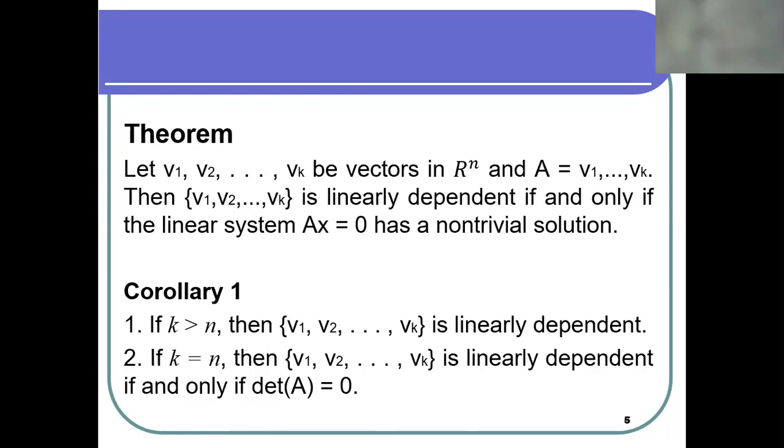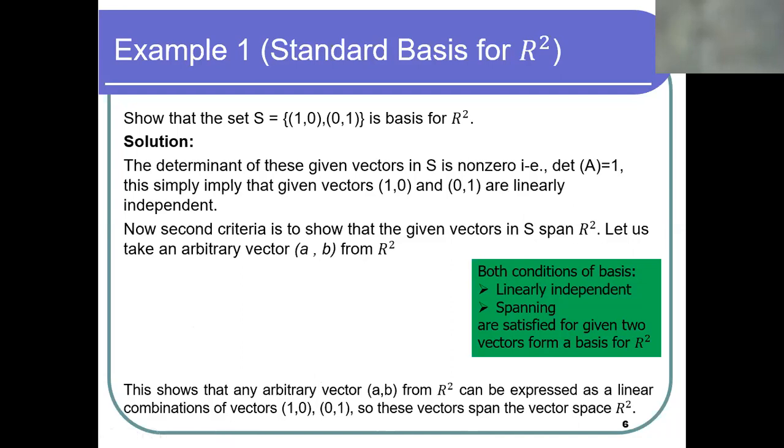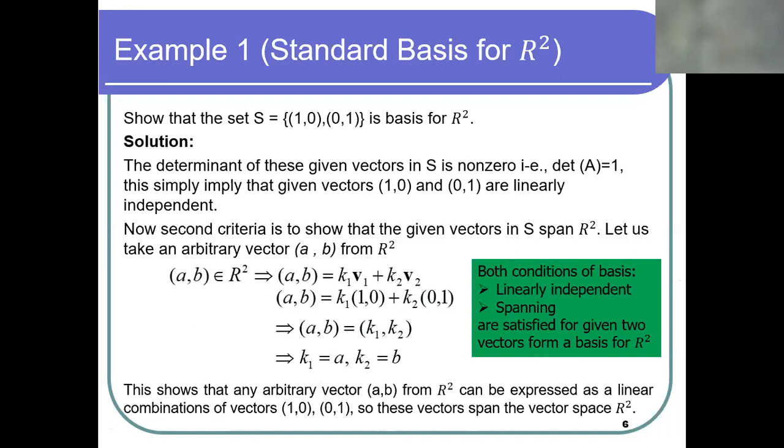From this theorem we have one corollary. If k is greater than n, that is, the number of vectors in a set is greater than the dimension of the vector space R^n, then the set is linearly dependent. If k is equal to n, that is, the number of vectors and the dimension of the vector space are the same, then it is dependent if and only if the determinant of A is 0. So, dear student, let us take one example to judge how a set forms a basis.